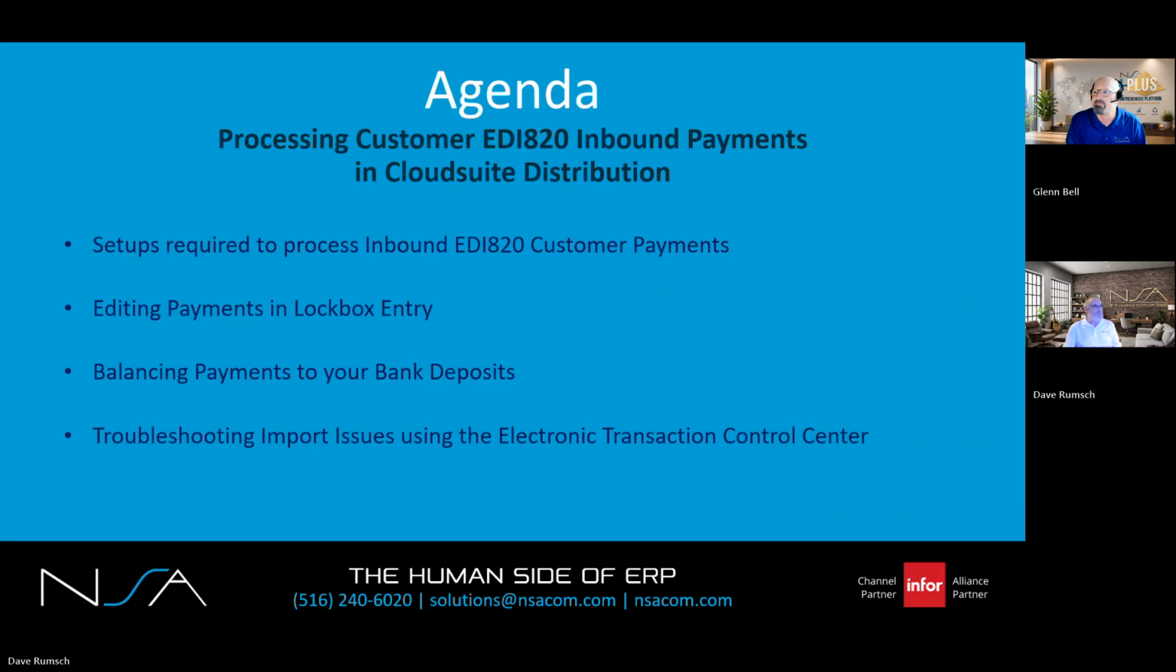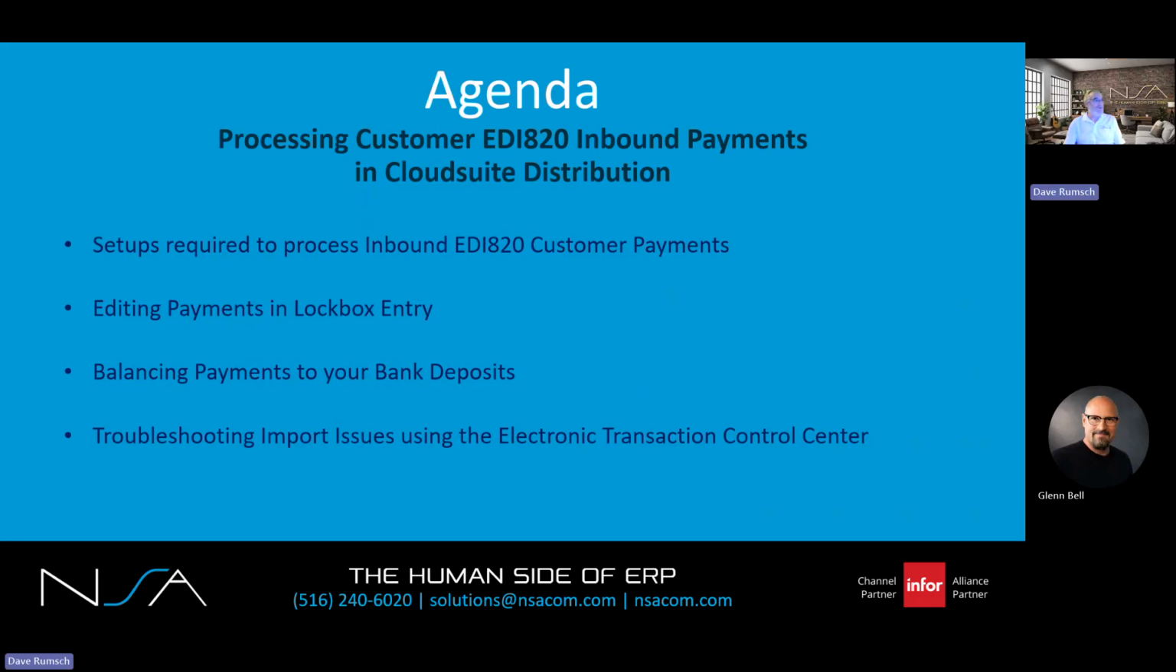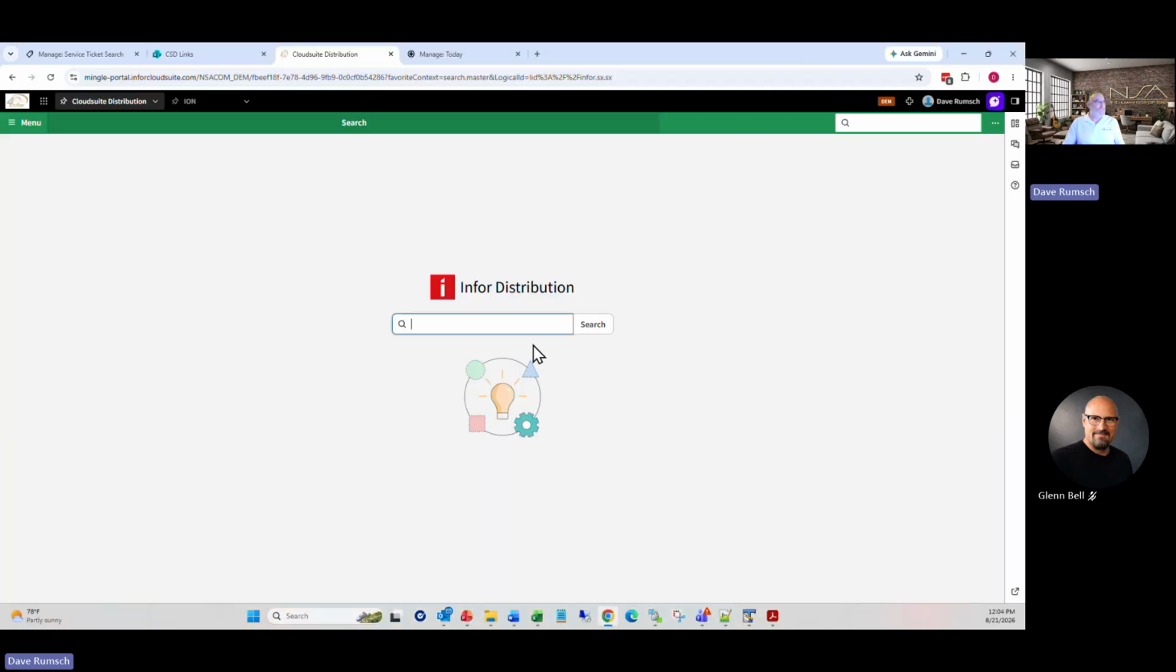Thanks, Glenn. So welcome, everybody. As Glenn said, we're going to go over customer EDI 820 inbound payments coming into the CloudSuite Distribution process. I'm going to go through the setups required to process inbound EDI 820 customer payments, how to edit those payments in the lockbox entry function, how to balance them to your bank deposits, and we'll go over some troubleshooting for import issues that happen on the importing in the Electronic Transaction Control Center. Right now, I'm going to switch over to the software itself and get underway.